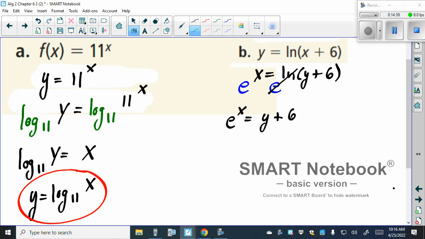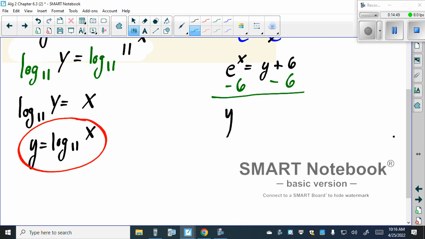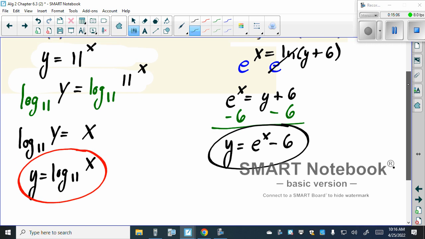Now we just need to solve for y. By subtracting the 6 from both sides, telling us that y is equal to e to the x minus 6. And that's why I said this property of log base b of b and b to the log base b works so nicely. This is what makes them nice, that they actually do work this way. Any questions on this here? Are you ready for the next one?